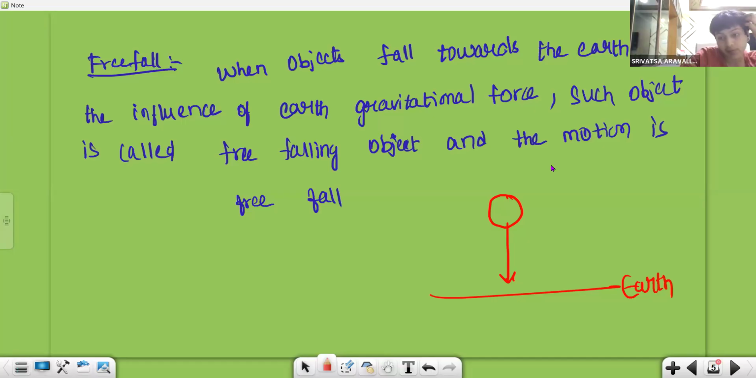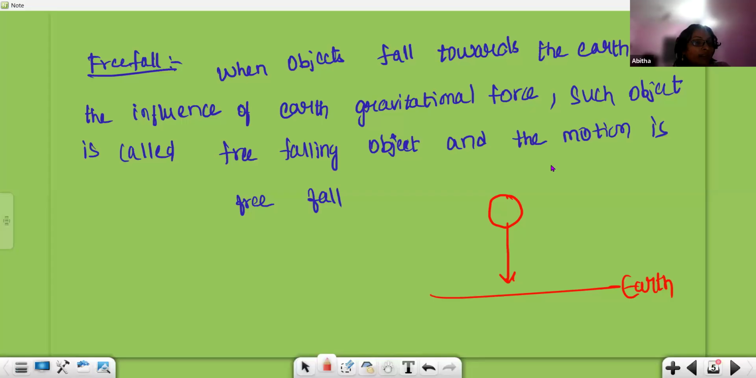So what you're saying is, when a ball falls to the ground of the earth, right? Yeah. Any object, if it is falling down towards the earth, why is it falling? Due to gravitational force. Because of the gravitational force, it is falling, and that object is considered a freely falling object, and the motion is free fall motion.